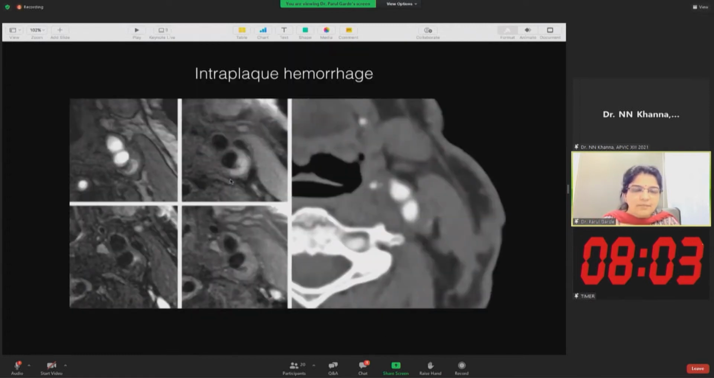Yet another example, here we have the sternocleidomastoid muscle. So normally we compare the signal intensity of the plaque with the sternocleidomastoid muscle. And if it is bright, we know that it is bright on T1. And again, by the rule of thumb, we would think of intraplaque hemorrhage.